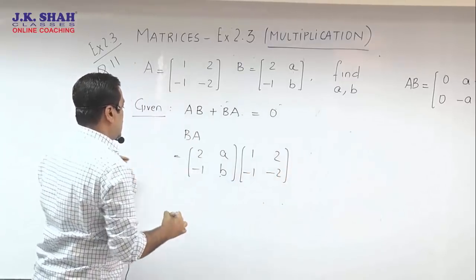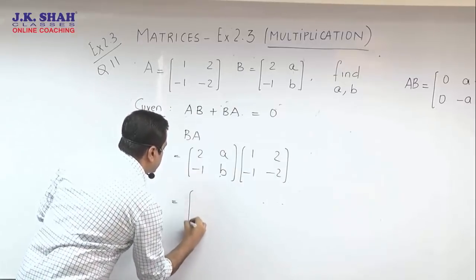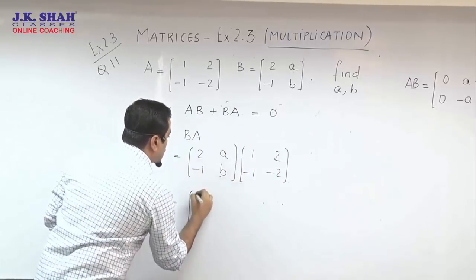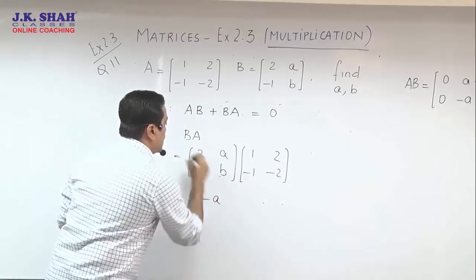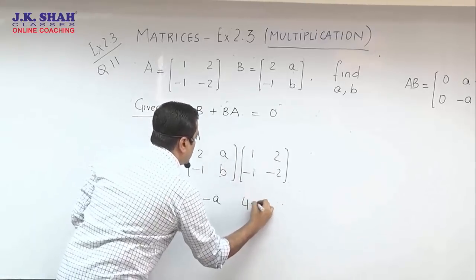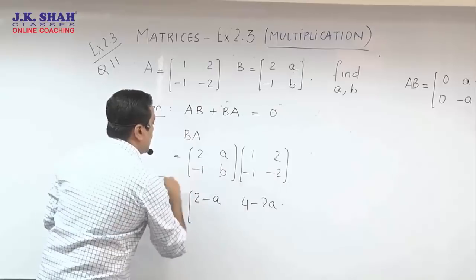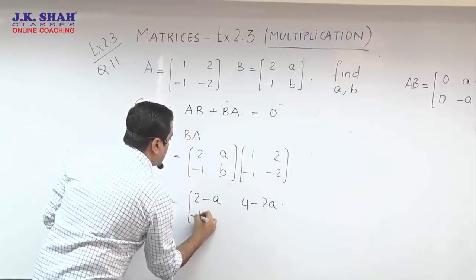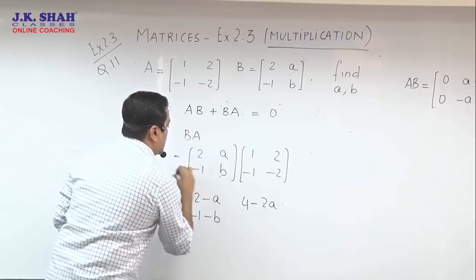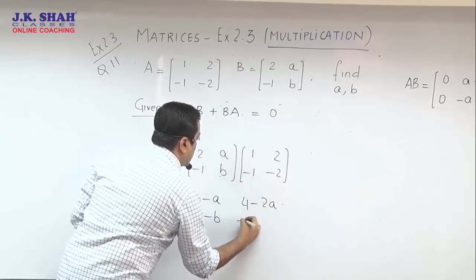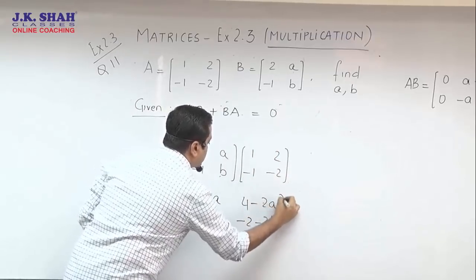So if you all have done it, let's check. R1 with C1, it's going 2 minus A. R1 with C2, it's going 4 minus 2A. R2 with C1, it's going minus 1 minus B. And R2 with C2, it's going minus 2 minus 2B.